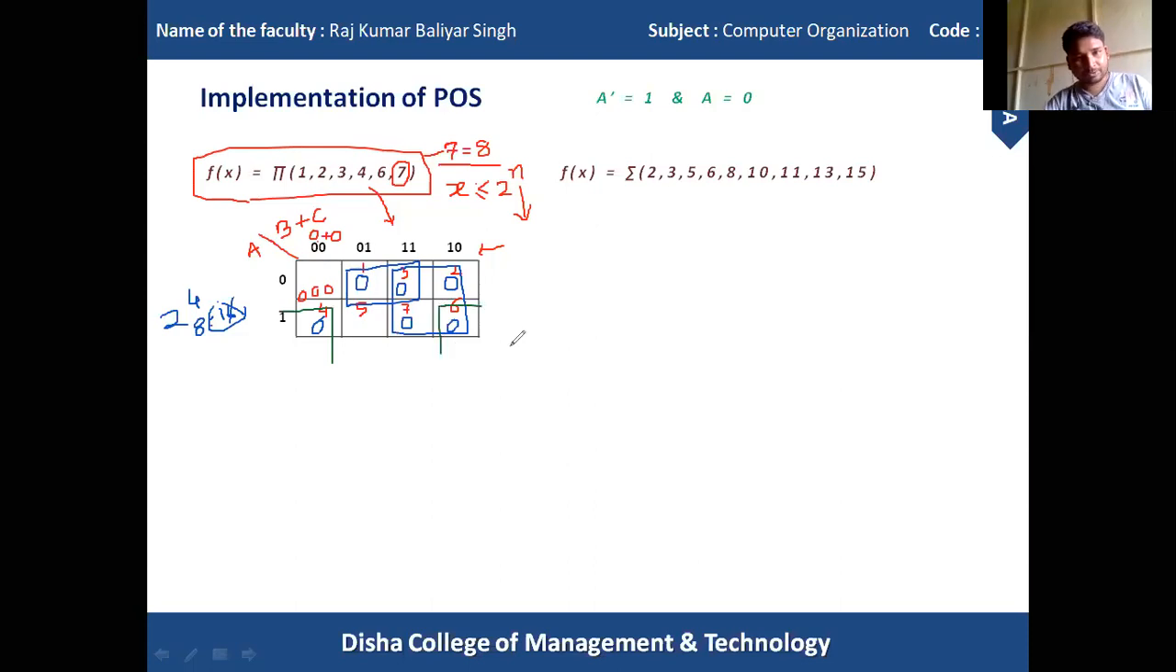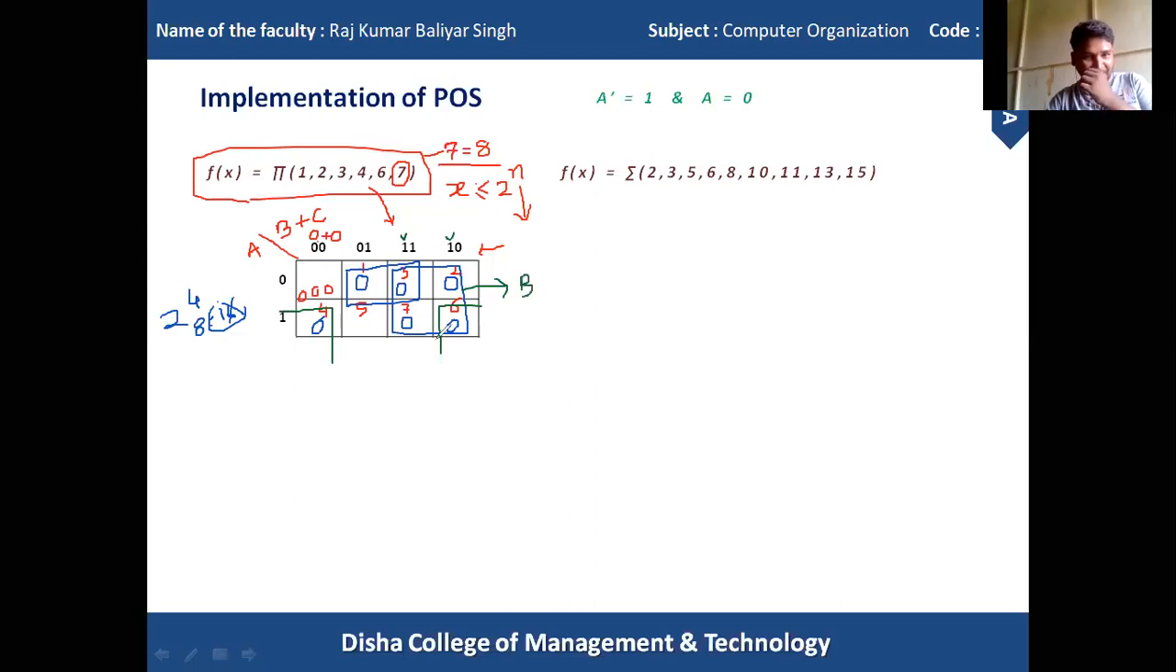After that we have to find out the common values. The common value for this group of 4 adjacent cells: for this row and this row a value is changing, so we do not consider that value. We leave it. Then we think about the column value. For the column value, this 1 is constant here, but this 1 becomes 0 here. So what variable represents this one? That is B. So my answer is B here.